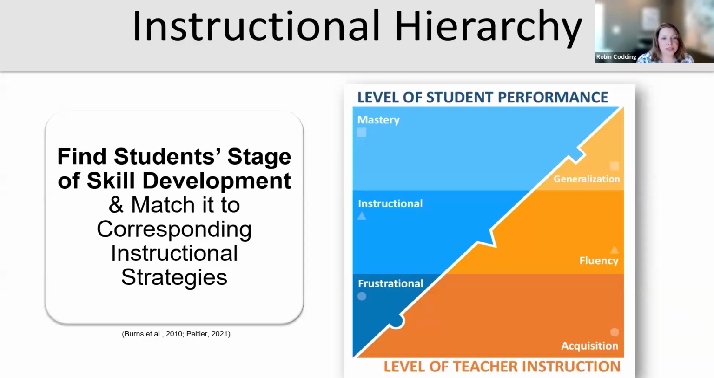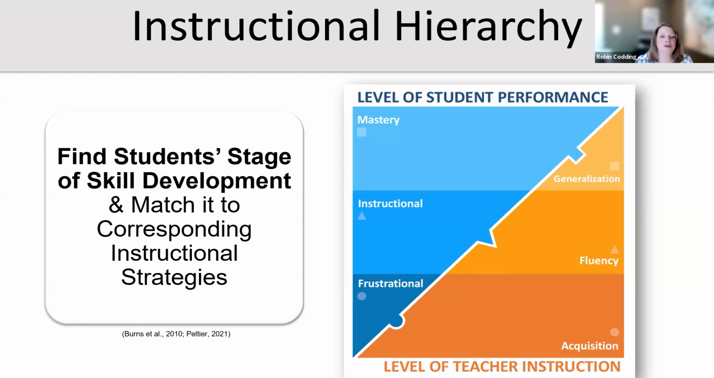We can find students' stage of skill development using our assessment tools and match it to the corresponding instructional strategies that they need. And this is really an opportunity for us to individualize in a really effective way. We often use curriculum-based measurement, particularly for computation, where we have those tools available, and match it to those corresponding instructional strategies. This graphic itself was created by Corey Peltier and is a good illustration of how skill development stages match with teacher instructional strategies.